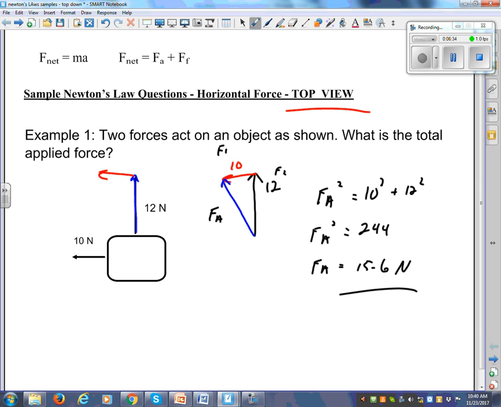If we call up north and left west, and right east and down south, what direction would the friction be? Say again, I heard something. Northwest, the friction would be like this? No. Opposite the 10?